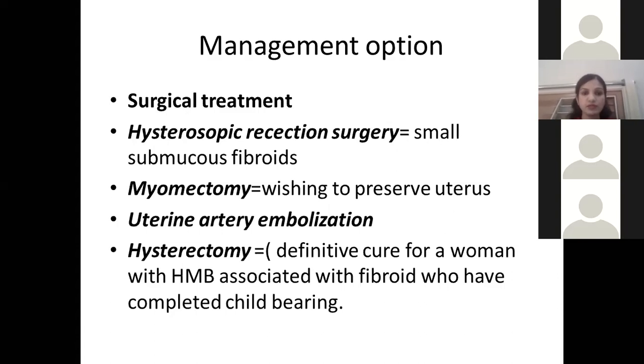The third option is uterine artery embolization. This is done by an interventional radiologist, right? In this procedure, when the uterine artery is embolized, the blood supply of the fibroid is cut off, and fibroid shrinkage occurs. But it has many post-operative complications: the patient can develop fever, infections, and ovarian failure. So it is not good for those patients who have fertility issues, right?